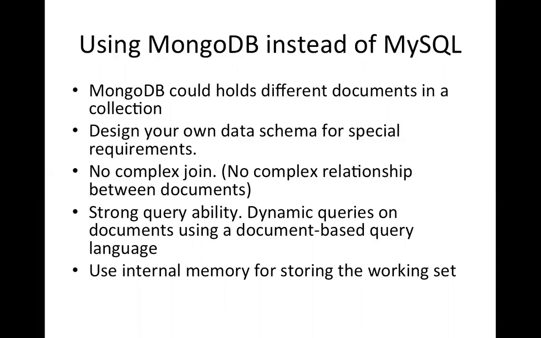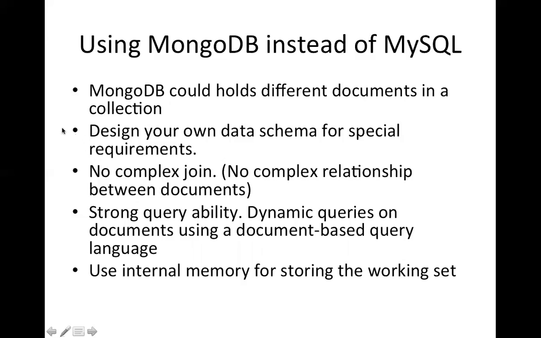Like for MySQL, you can save different records. It means one record will have different fields there. So you can save different records in a table in MySQL. But for MySQL, it's unacceptable because we cannot accept a different document in it. But for MongoDB, we can hold different documents. So it's very good for the database to handle different documents.